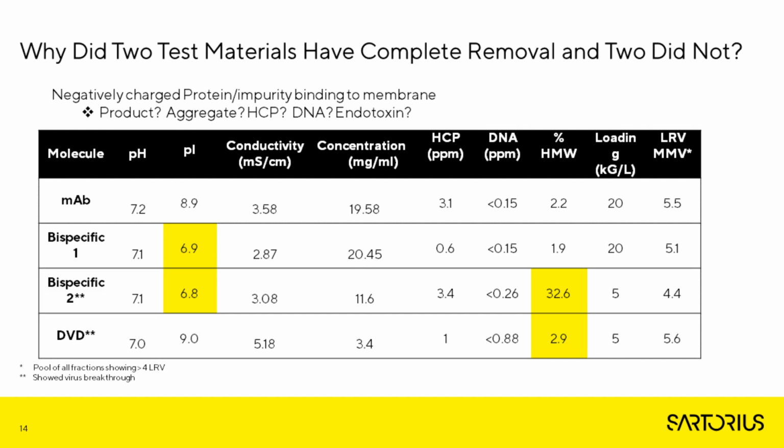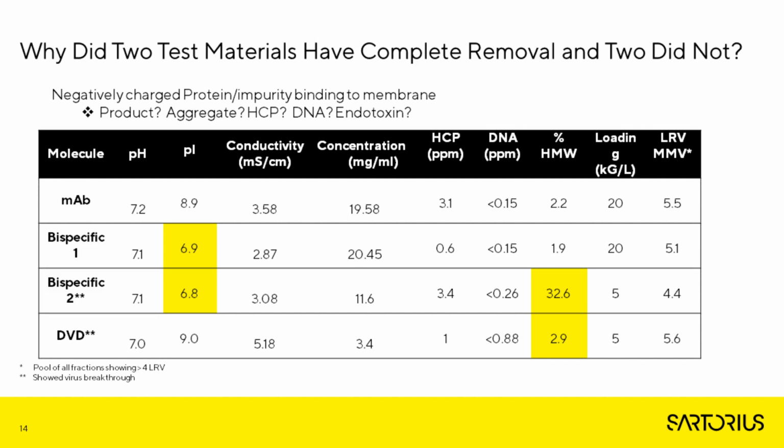Well, let's take a look at our material attributes again. So, what was binding to the membrane? Was it the product itself? Was it an aggregate, host cell protein, DNA? Could even have been endotoxin. We didn't mention endotoxin, but endotoxin will bind to Q membranes.